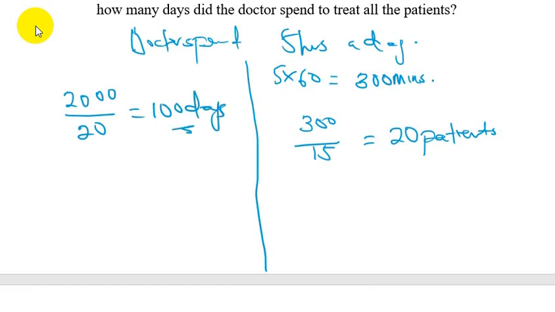So the doctor used 100 days to take care of the 2,000 patients, treating 20 patients per day. I hope it's clear. Good. Now let's move on.